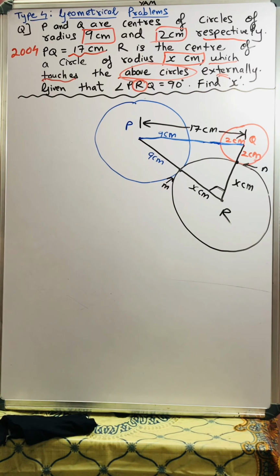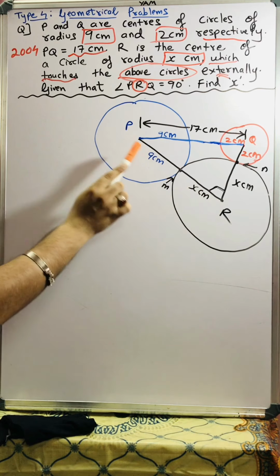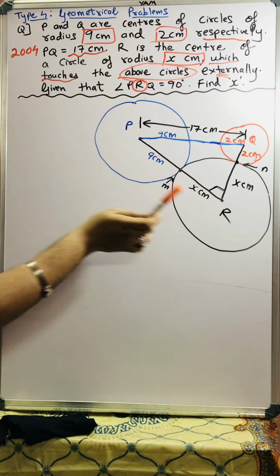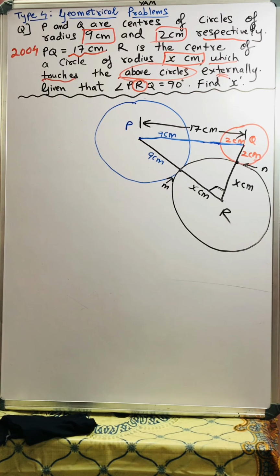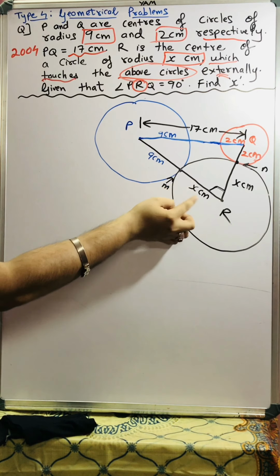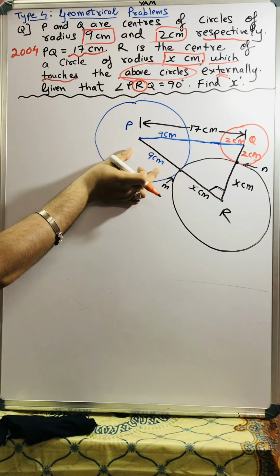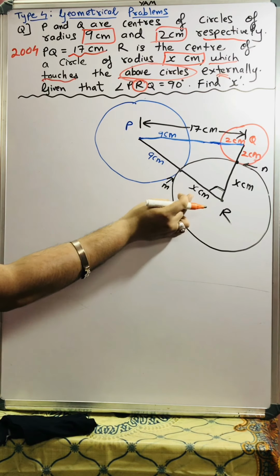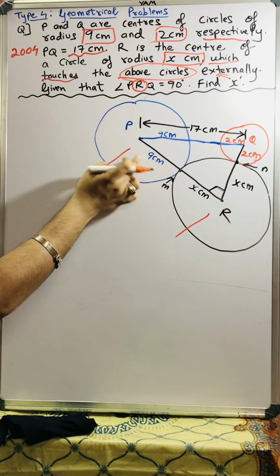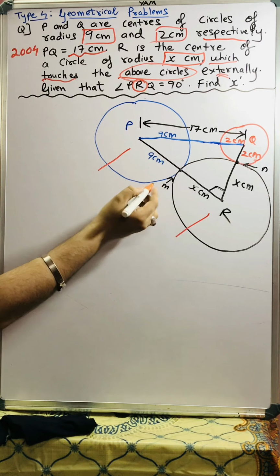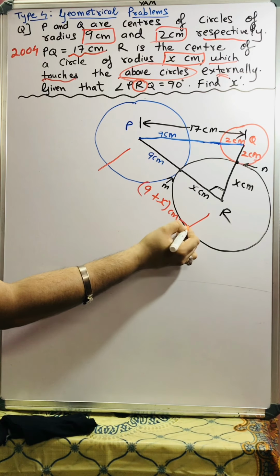Now a simple question I'm asking you students, please see this segment PR. Segment PR, pay attention. Can I say PM's value is 9? Yes, PM's value is 9. And can I say MR's value is x? Yes. So students, can I say PM is 9 and MR is x? So what is the total value of PR? What will be the value of PR? 9 plus x centimeter.